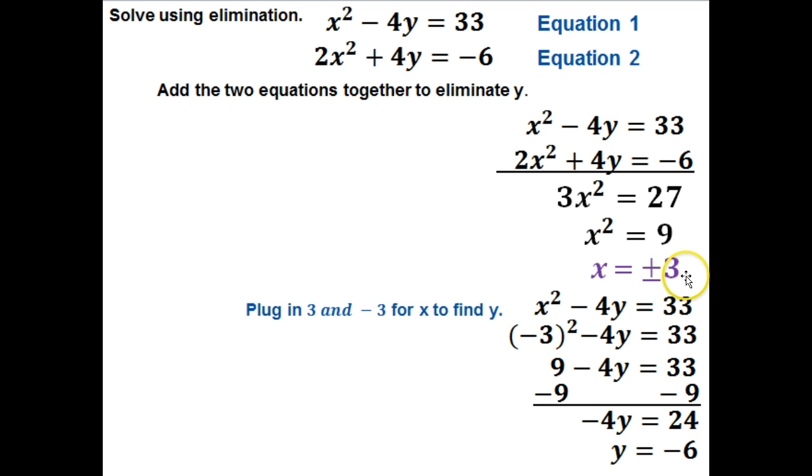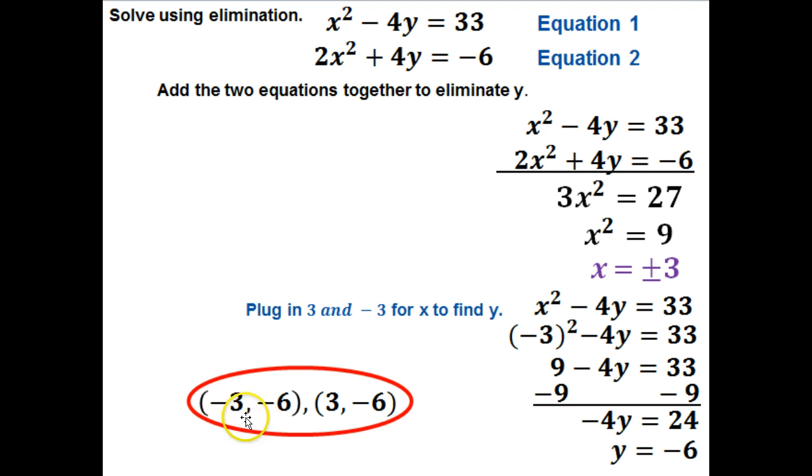So what you find out is you have two x values and one y value. So when you write your answer, you'll actually have two x values, a negative 3 and a positive 3. But your y value is always the same. It's always negative 6. So you'd write it as two ordered pairs with your y values always being negative 6. Your x value would be this plus or minus 3.